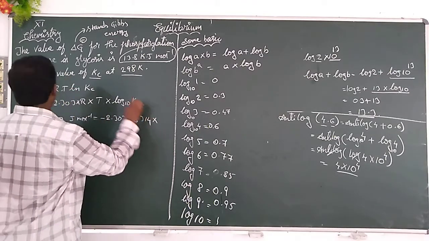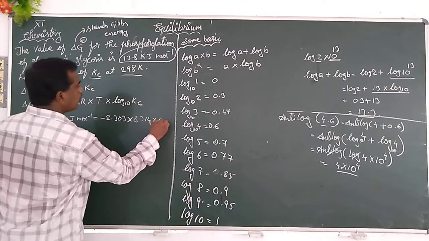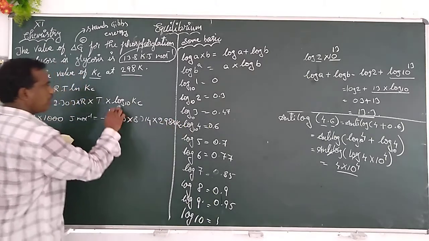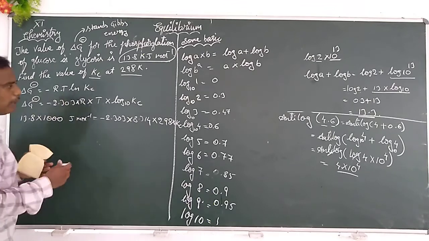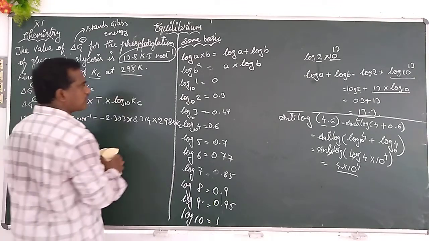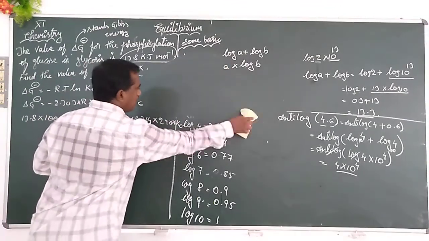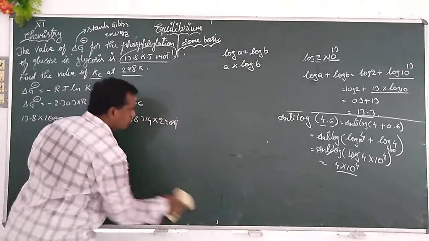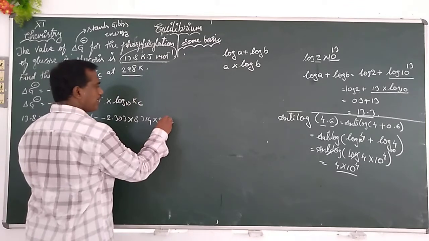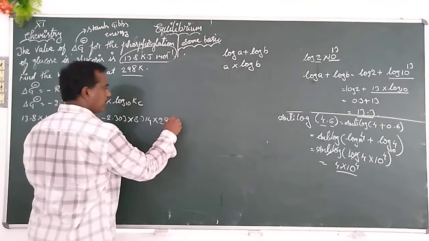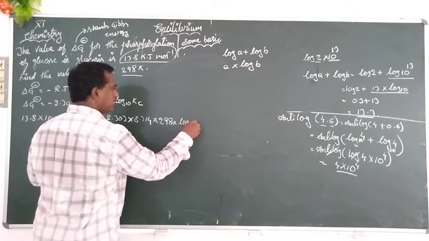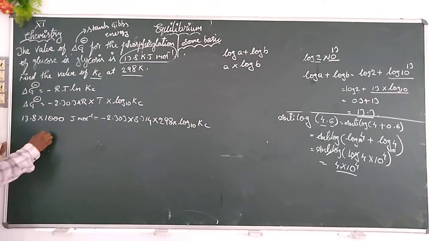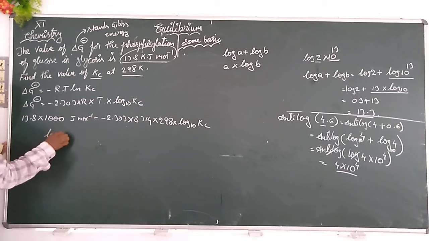And temperature, what is the temperature given? 298 into log base 10 of Kc. But do we know the value of log base 10 of Kc? Can we arrange this part? It will be clumsy if we bring it very close. 298 into log base 10 of Kc. What we need to calculate is the log of Kc.